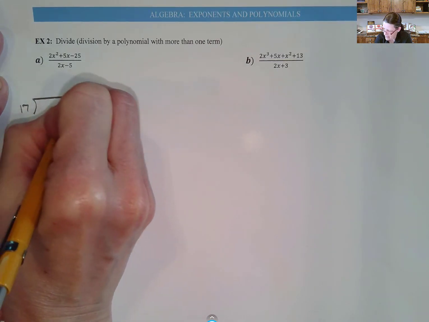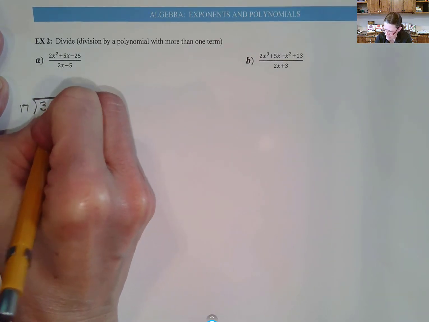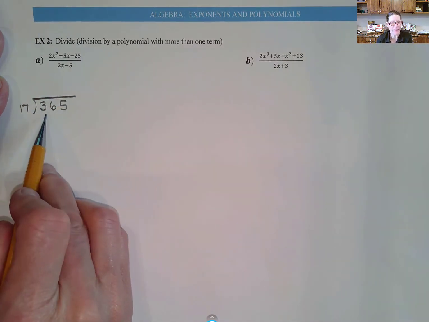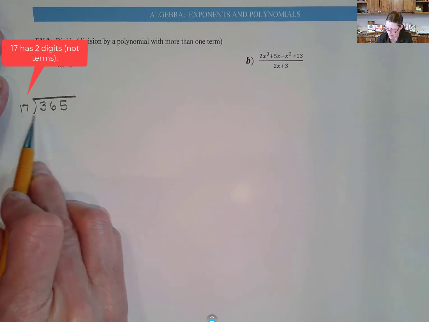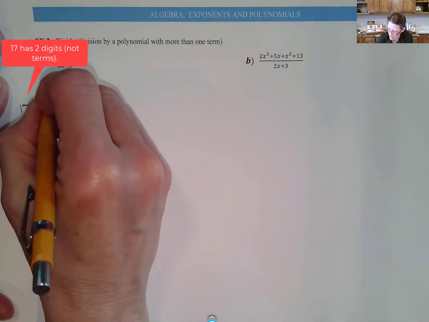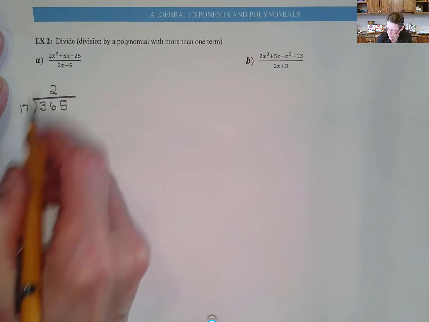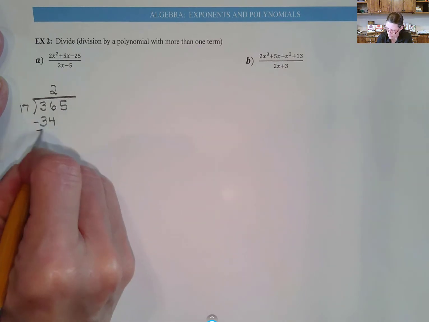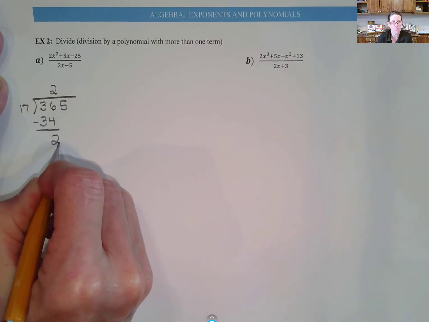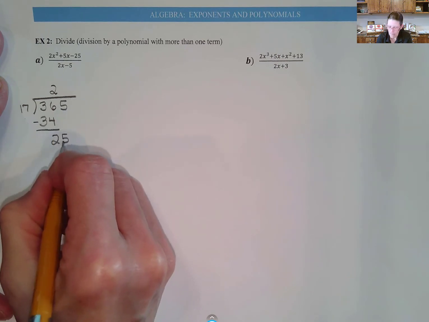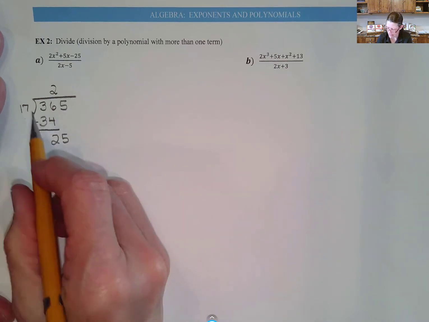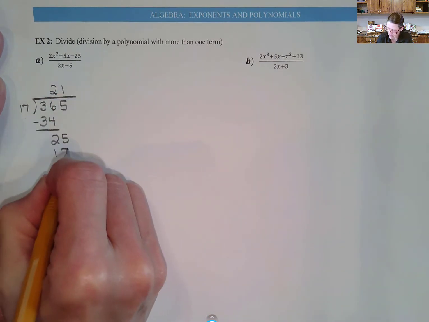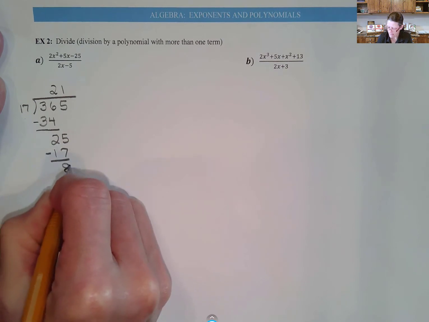if we divide 17 into 365. Well, 17 has 2 terms, so we'll start by dividing into 2 terms in the dividend. 17 divides into 36 2 times, and 2 times 17 is 34. At this step we subtract, and that difference is 2. Drop your 5 and complete the process again. 17 divides into 25 1 time. 1 times 17 is 17, and that difference is 8.